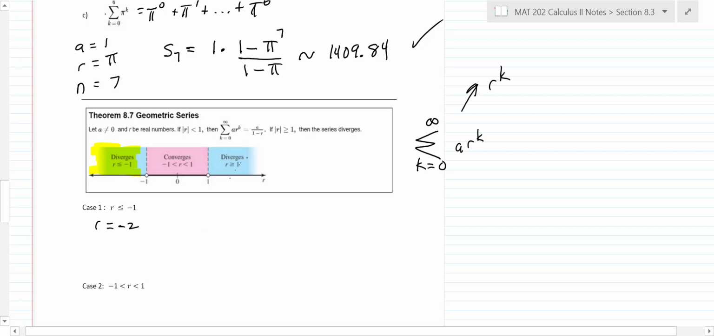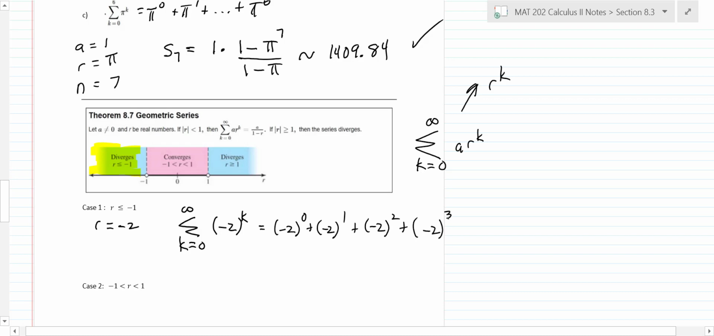If you looked at the formula, you would have the sum from k goes from 0 to infinity, and then we're just going to look at (-2) to the k power. Again, I'm just replacing r with something I'm picking. Now let's see what happens. Let's write out some terms. We'd have (-2) to the 0 plus (-2) to the first plus (-2) to the second, and so forth.